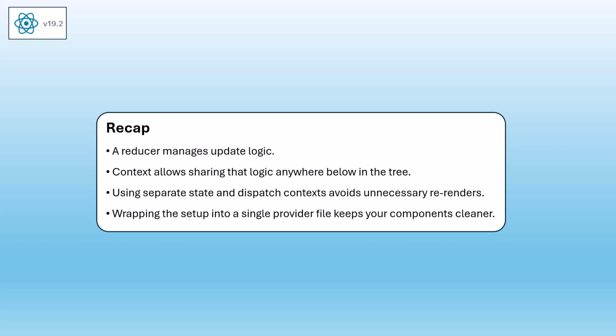3. Recap. To summarize our discussion, combining a reducer with context allows any component in a subtree to both read and update state that lives above them. The key steps are: 1. Create two contexts, one for state, one for dispatch. 2. Provide both from the component that uses the reducer. 3. Consume either as needed in downstream components. For improved code organization, move context definitions, the reducer, the provider component, and custom hooks into a separate file. This centralizes your state management logic and keeps your component tree clean.